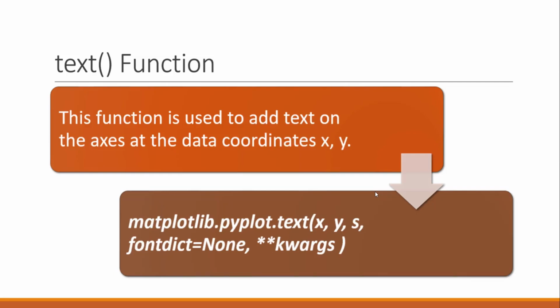Firstly, I will tell you about the text function. This function is used to add text on the axis at the data coordinates x and y. And the syntax of this function is matplotlib.pyplot.text, and in parentheses we pass different parameters. The first one is x, the next one is y, the other is s, and after that we will pass fontdict, and the last one is keyword arguments.